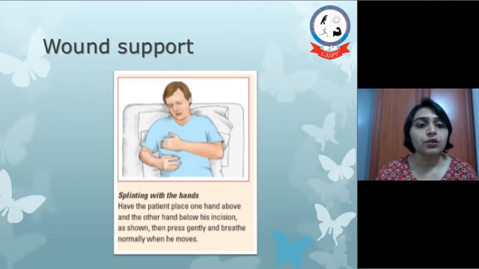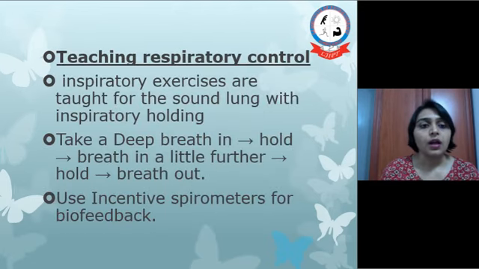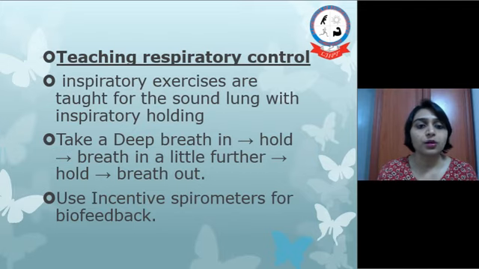We also need to teach him how to support the wound post-operatively: where he will get the incision and how he can support it by placing his hand in such a way that the incision does not move during any kind of forced expiratory techniques. We need to teach him respiratory control, which may include inspiratory exercises of the sound lung with inspiratory holding. How can we do this exercise? We can see a method here.